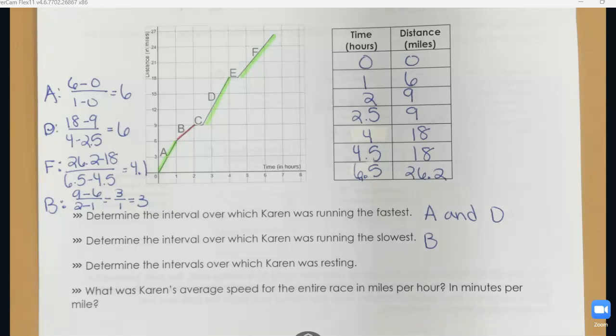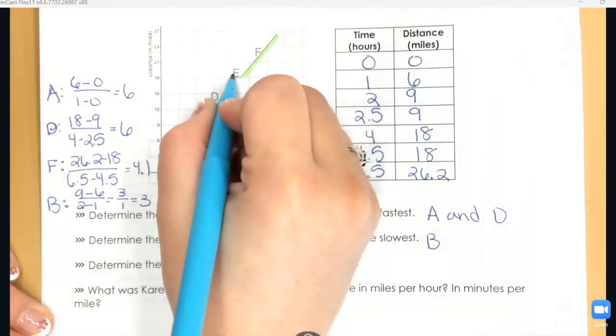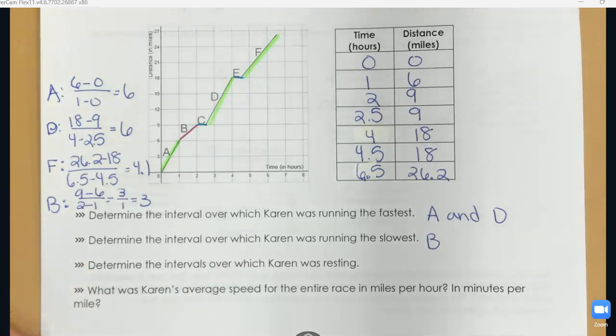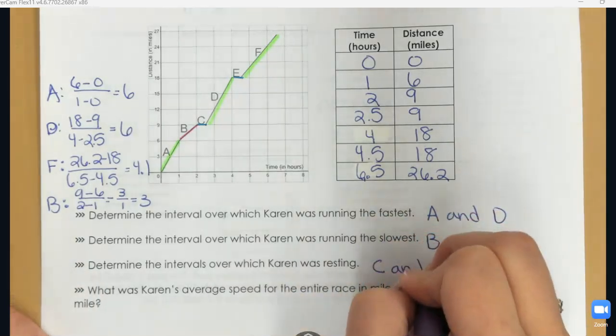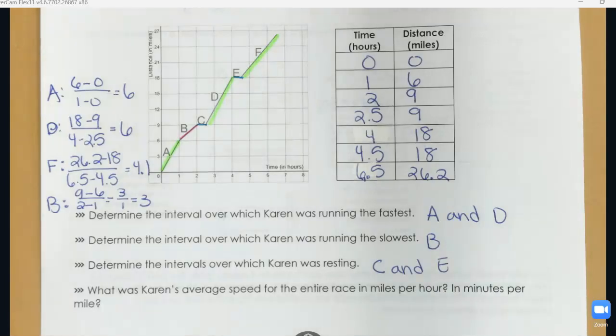Where was she resting? Well, that's going to be all the intervals where her rate of change is constant. We have those horizontal lines. That is at interval C and interval E. And we could calculate the slope there to see that it is a slope of 0.